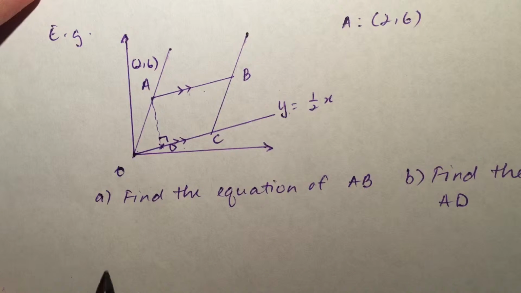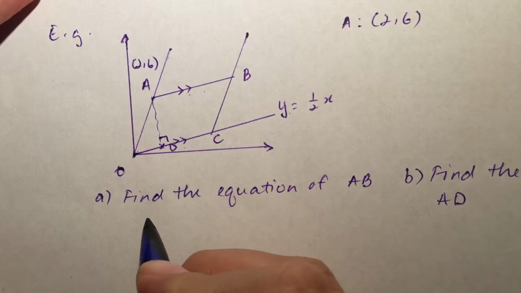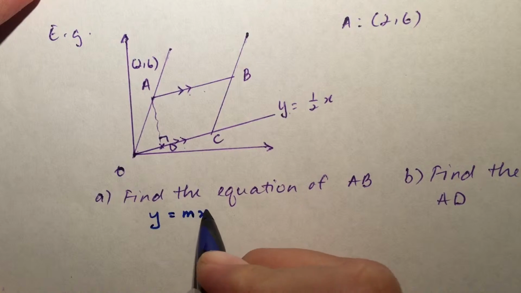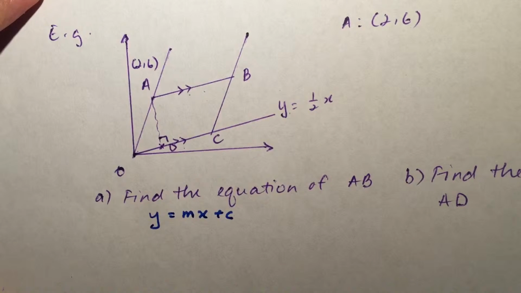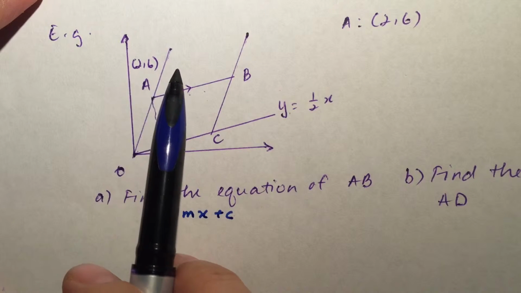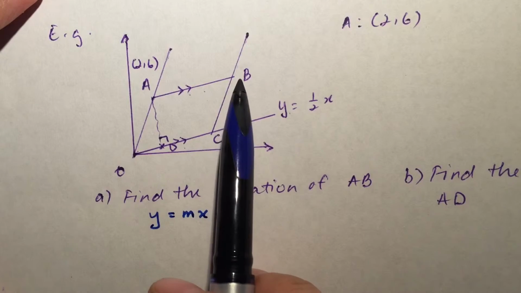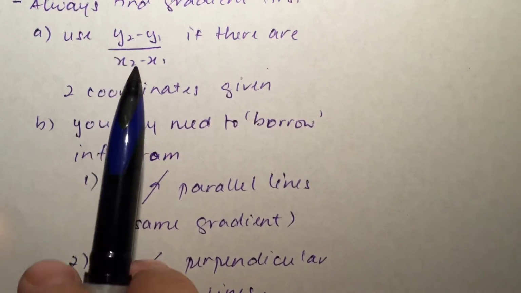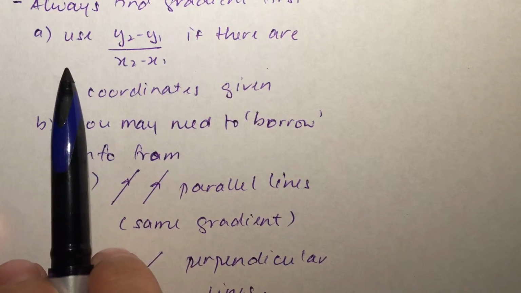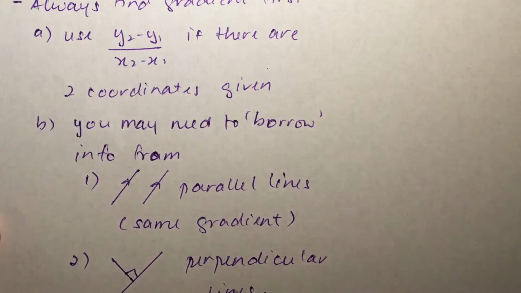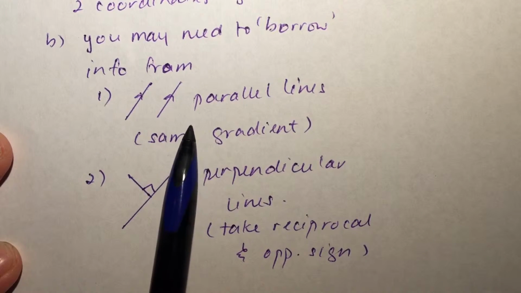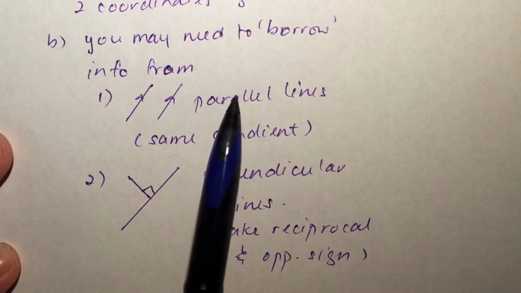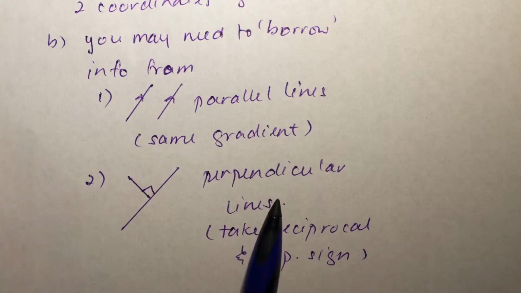Now remember, any equation of a straight line has to be in the form of y equals mx plus c. And in this case, we find that the only coordinate that we have is the A coordinate, which is (2, 6). We do not have coordinate B, so we can't use the first formula of y2 minus y1 over x2 minus x1. So this is where we have to use this other strategy, either borrowing from a parallel line or from a perpendicular line.